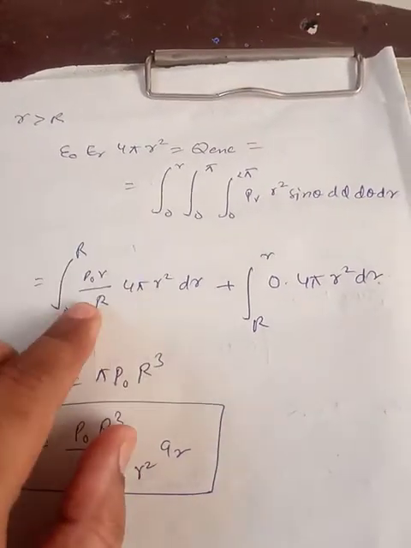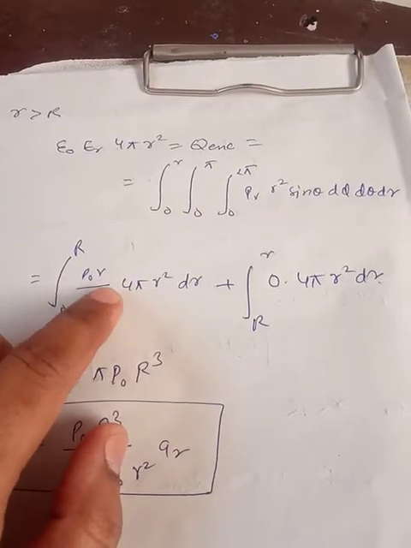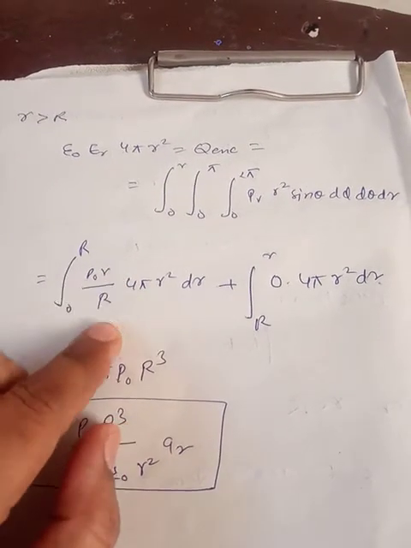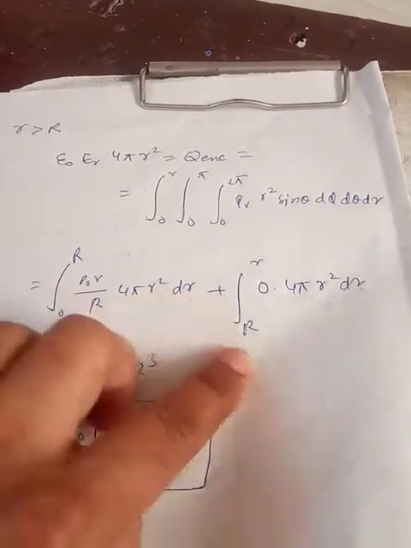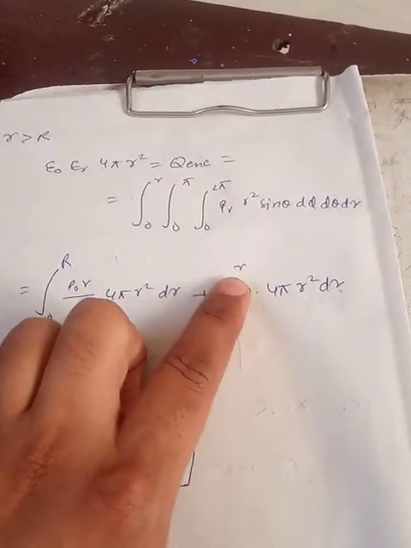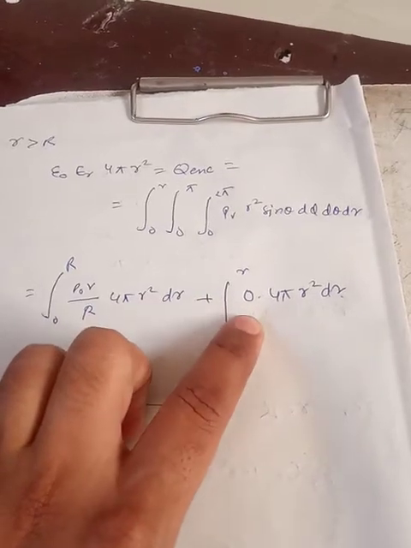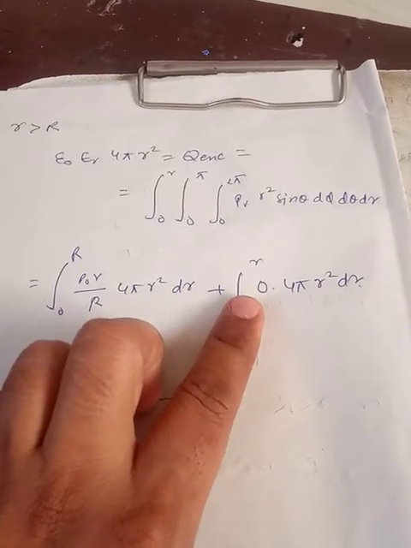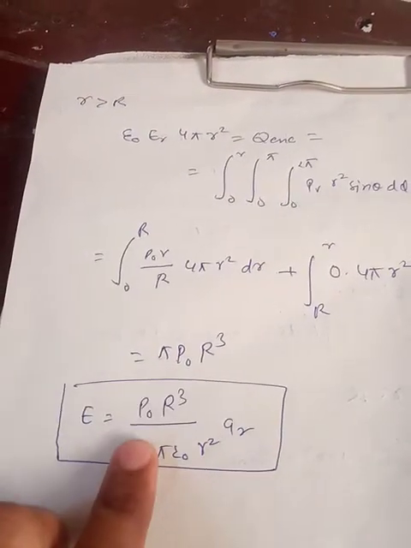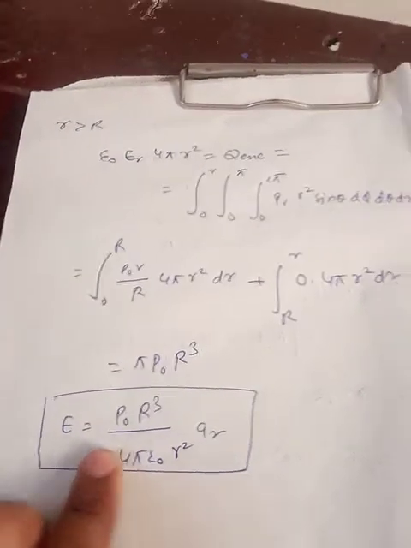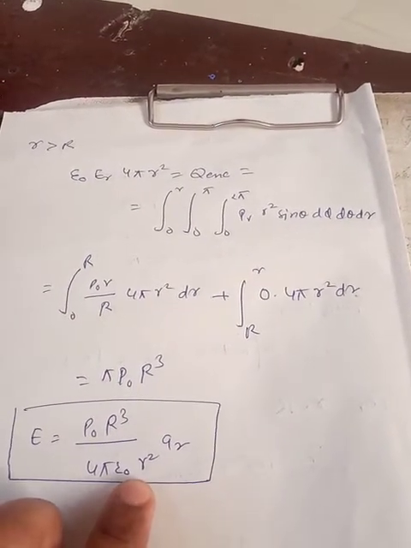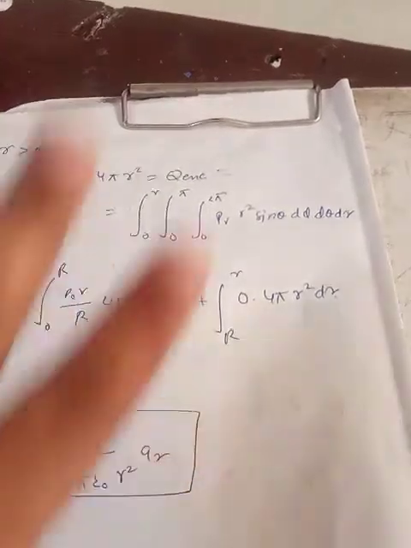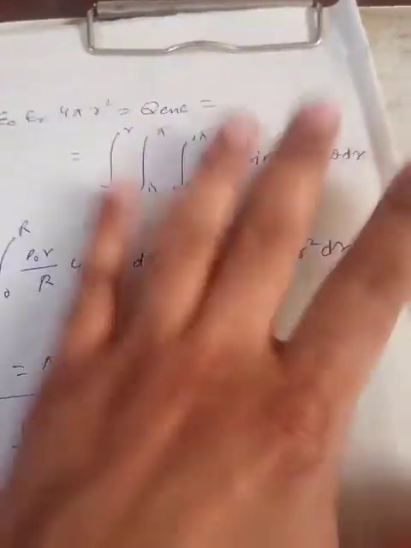It can be written as the integral from 0 to R of rho_0 r upon R times 4 pi r square dr, and then from R to r, because in this region the density is 0, this term will become 0. The final answer is E equal to rho_0 R cube upon 4 pi epsilon 0 r square a_r. So this is our electric field for both cases.